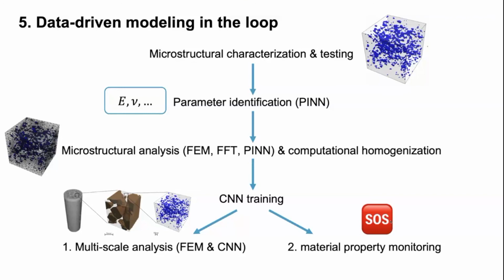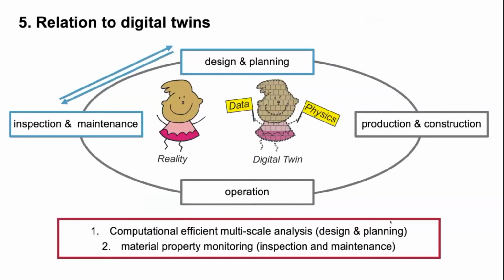And this is the interesting thing here, that we can create a link between different stages of the product lifecycle, between the design and planning phase and the inspection and maintenance. So this first scenario was only computationally efficient multiscale analysis, related to the design and planning phase. But this material property monitoring really creates a link between inspection and maintenance and design and planning. And this, in my opinion, is what digital twins and data-driven modeling and simulation are about: to create links within this product lifecycle.